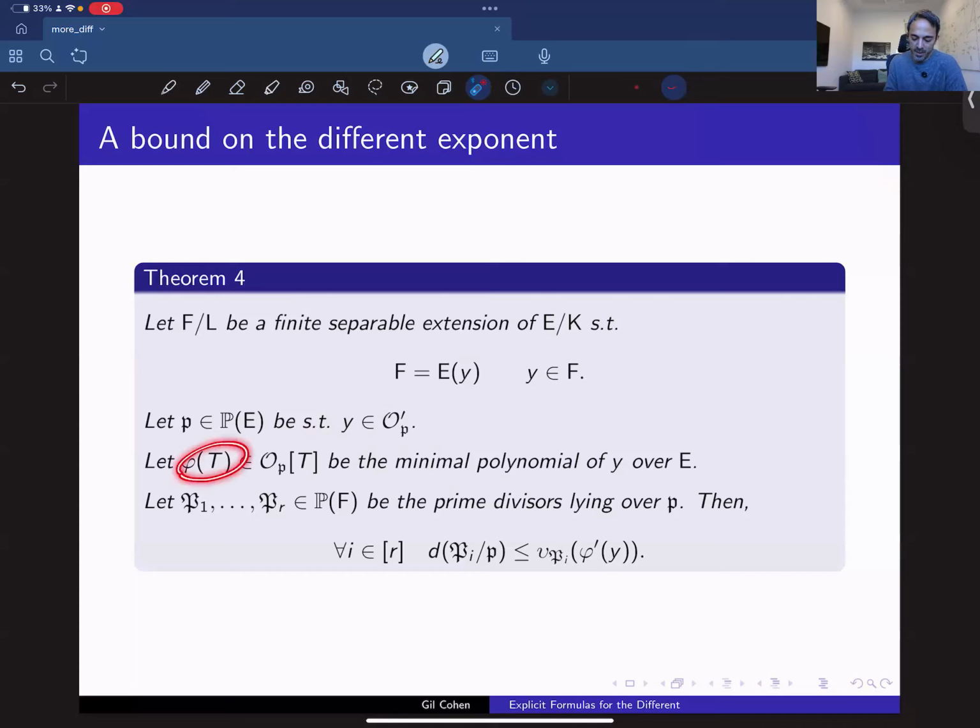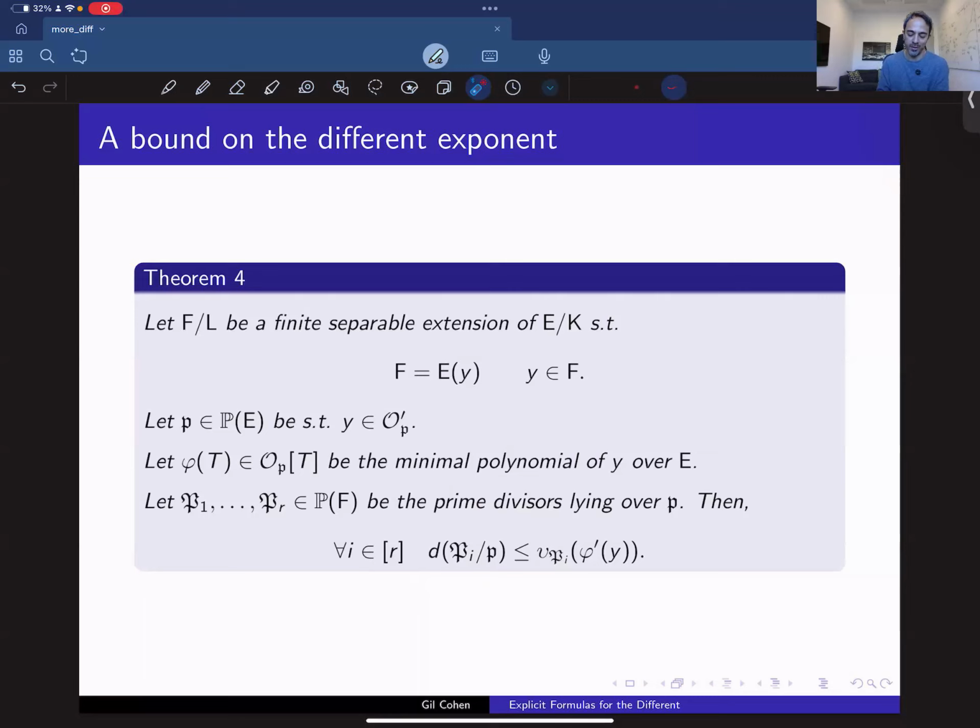And as before, let phi be the minimal polynomial of Y over E. My claim is that using this polynomial, you can easily bound the different exponent of every prime divisor above little p. The way the bound works is you're just going to evaluate at the particular prime divisor above p that you care about phi prime applied to Y. You should think of the left-hand side as very abstract, and the right-hand side as very tangible, something that you can compute quite easily.